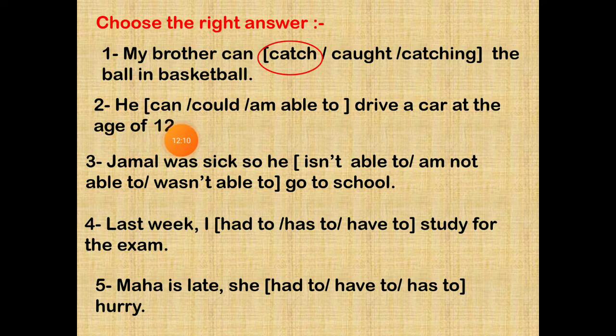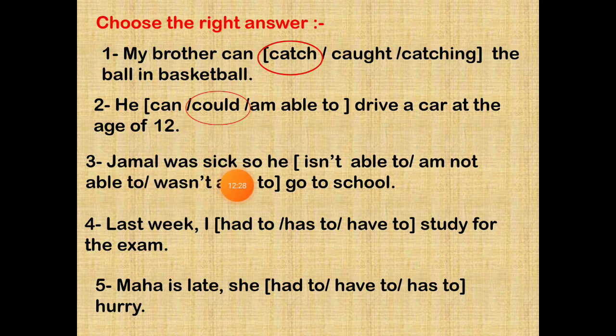Number 2, he can, could, am able to drive a car at the age of 12. Okay, ability in the past. What's your answer? Excellent. He could drive a car. كان يستطيع في الماضي أن يقود الدراجة.